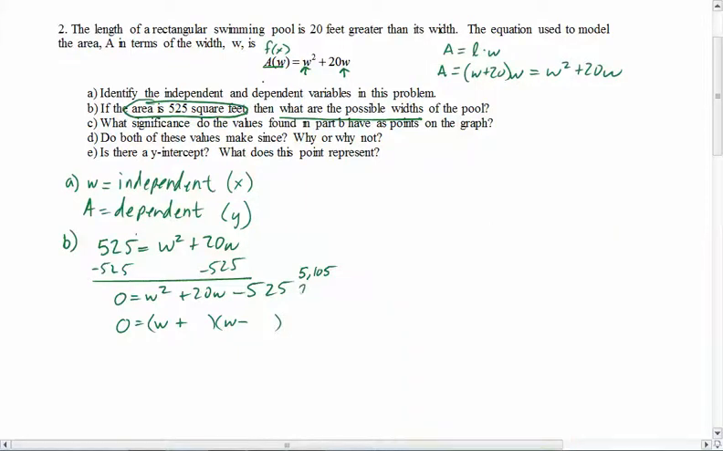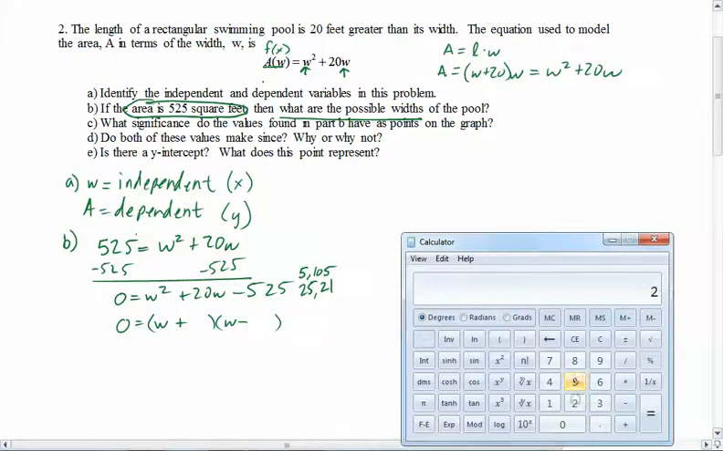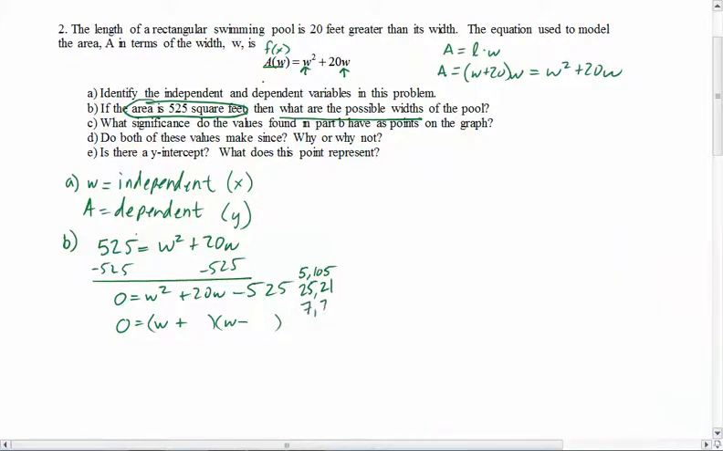And so there's another factor, 21. So 25 and 21. Now I feel like I'm getting closer, but 25 and 21 aren't going to give me that 20 either. So what else goes into 21? Well, 7 does. So let's try 525 divided by 7. All right, so 75. So 7 and 75. All right, well, that's too big again.